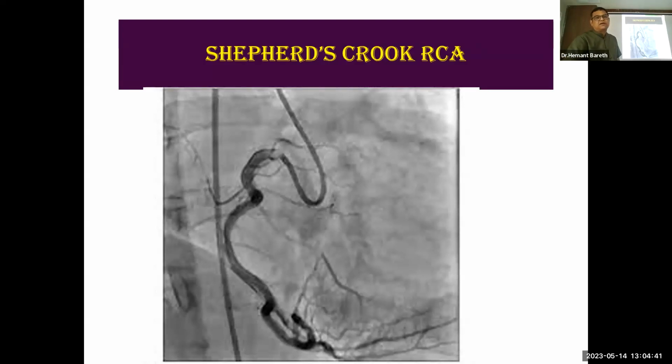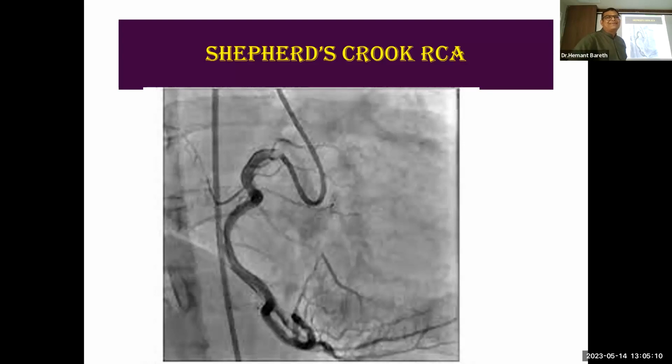But what about this? This is Shepherd's crook RCA. 3DRC, or if you don't have 3DRC, because I think it's not easily available. At AIIMS we had a few 3DRC catheters, but I don't think it's available here. You have to buy it specifically. Which one? Hockey stick. Ah, hockey stick. Everything wasted.